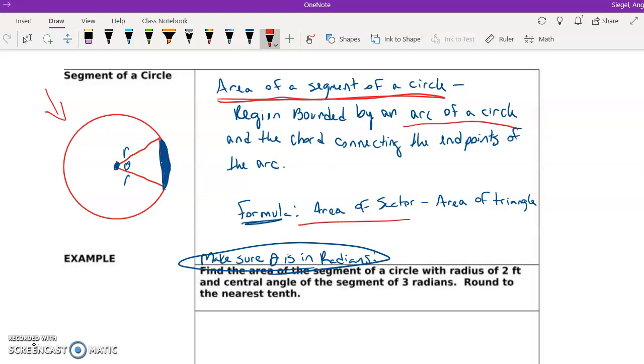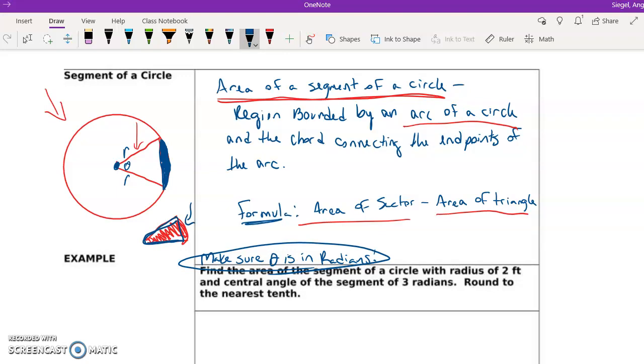So we have this area of the sector. Remember that area of the sector, we've had that before. That's this whole area here minus the area of a triangle. So we're going to take out this triangle piece right here. So it makes sense that we just have that little piece left over.